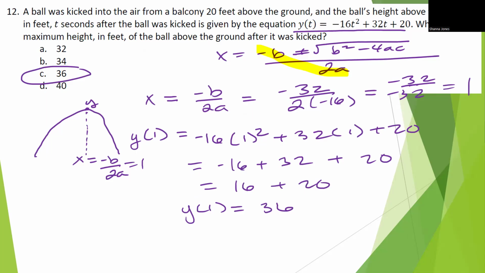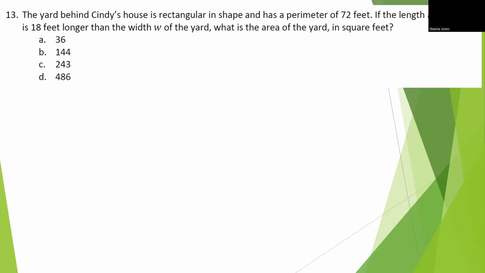Okay, so you're not using the entire formula, you're only using parts of it. Got it? All right. How we feel? Okay, 13. What did you get for 13? We got a B. Anyone else? I got a C. Okay.